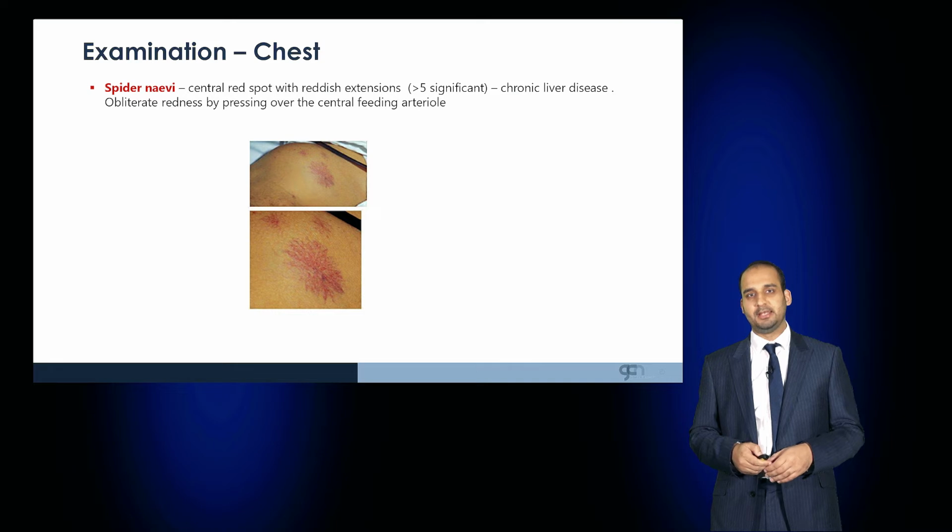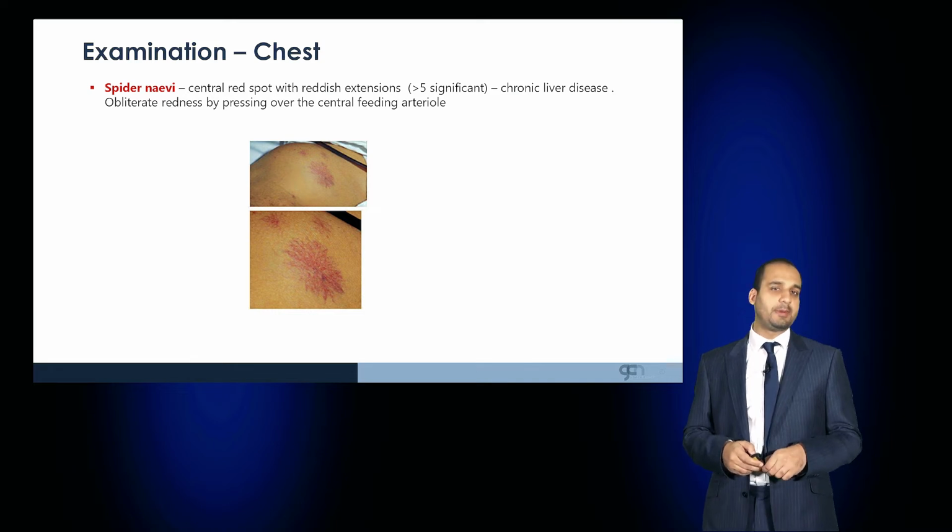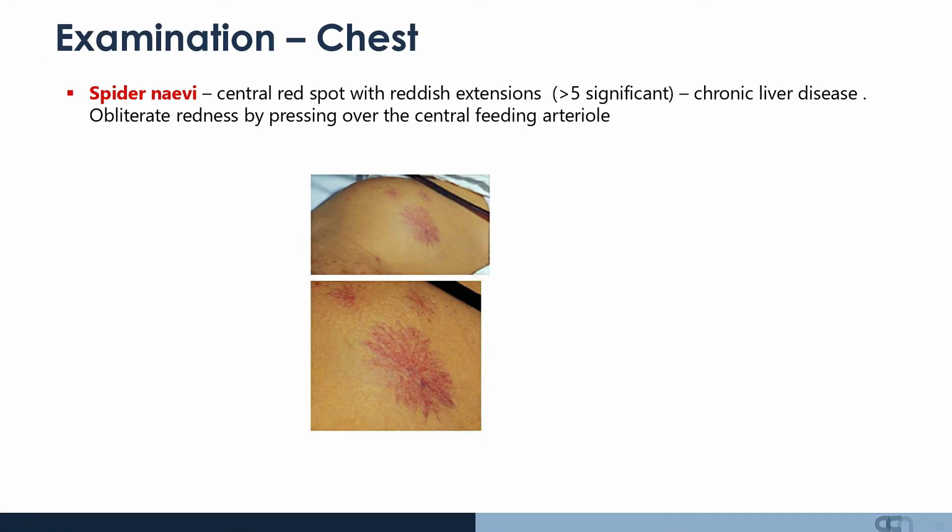Move on to examine the chest. Look for spider nevi. These are central red spots with reddish extensions. More than 5 are deemed significant and can arise as a result of chronic liver disease. Note that if you press these spider nevi, you'll obliterate the redness, and when you observe the refilling, they fill from the center outwards, confirming that these are arteriolar in origin.